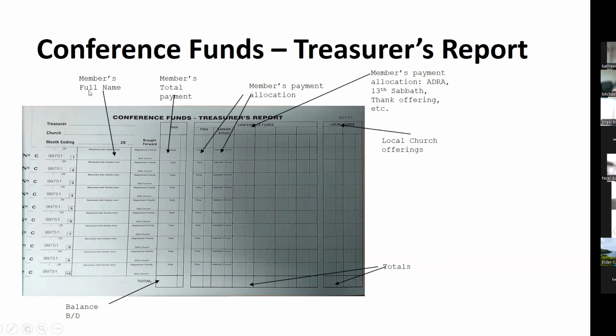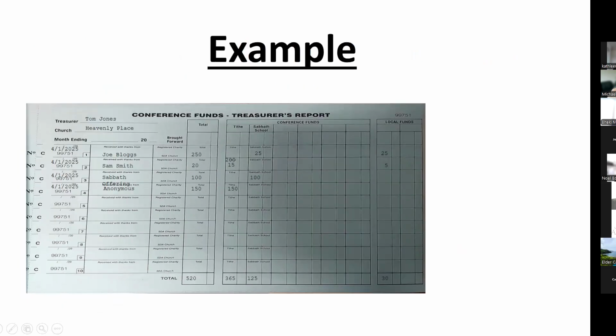So like we had with the tithe and offering envelope, it was £300. £300 goes in the total, and then you do your division. So we know that it was 250 for tithe. We know that £25 went for Sabbath school, and for the local funds, it doesn't have any listing on there, but you will put church building or church budget. So we would put church budget 25. This is an example of what it would look like.